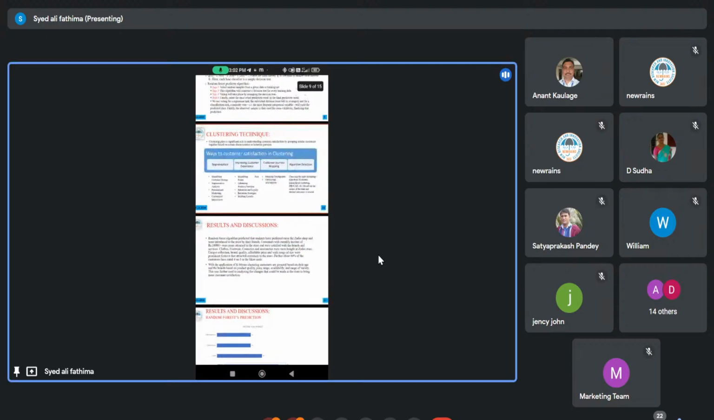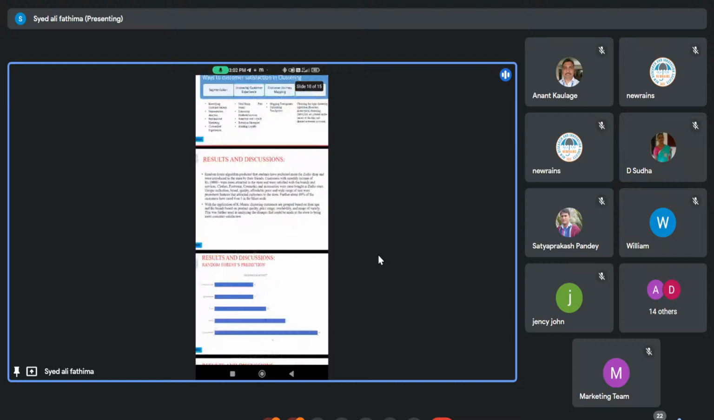The clustering techniques play a significant role in understanding customer satisfaction by grouping similar customers together based on certain characteristics and behavior patterns. These are the ways we have used customer satisfaction in clustering: segmentation, improving customer experience, customer journey mapping, and algorithm selection. So these are the results we have arrived at.